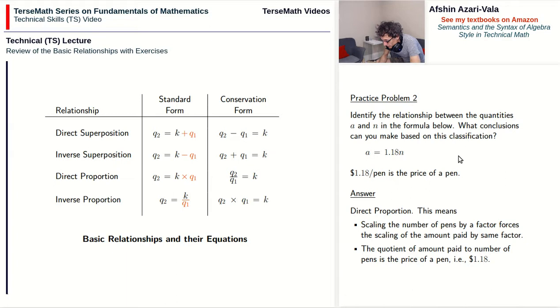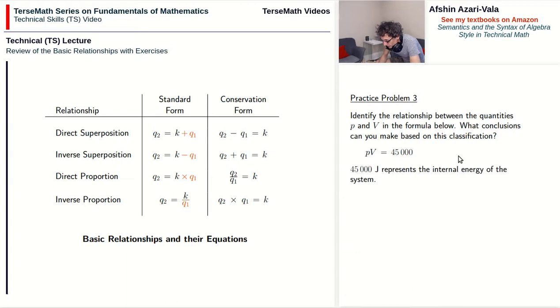Here's problem number 3. Identify the relationship between the quantities pressure and volume in the formula below. What conclusions can you make based on this classification? P times V is equal to 45,000. 45,000 joules represents the internal energy of the system. Now, as I mentioned in an earlier video, this equation relates to a system that consists of a gas inside a container, with P being the pressure of the gas and V is its volume. 45,000 represents the internal energy of the system, which is basically how much heat it has.